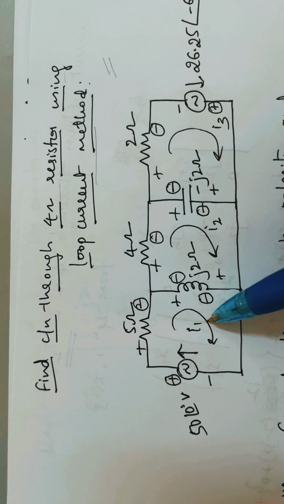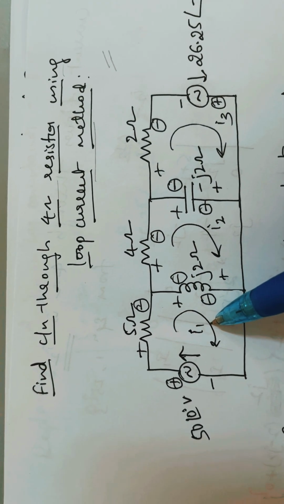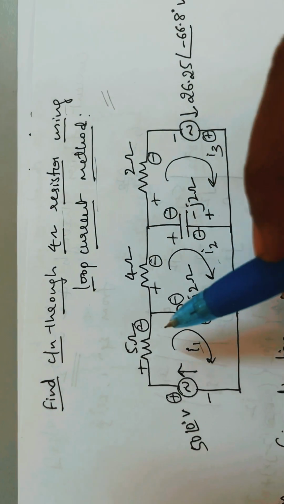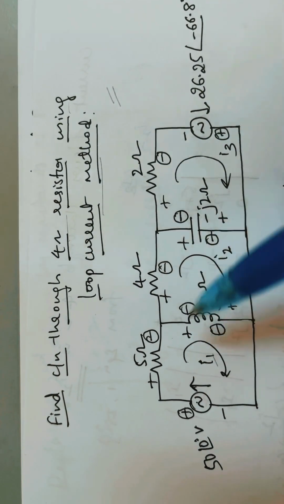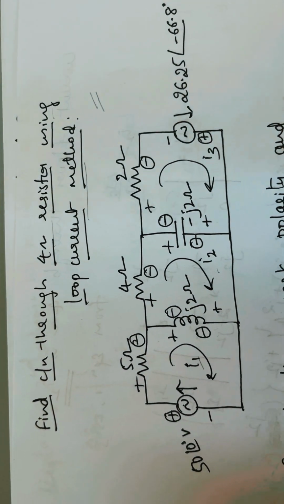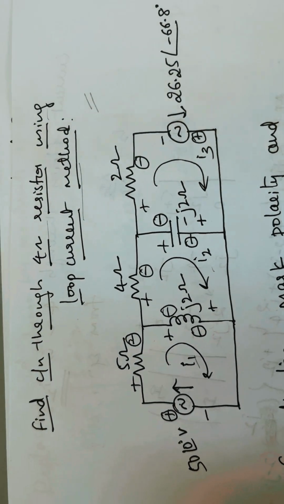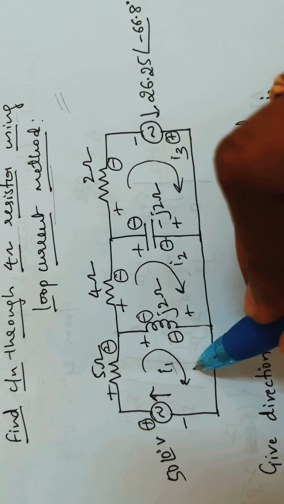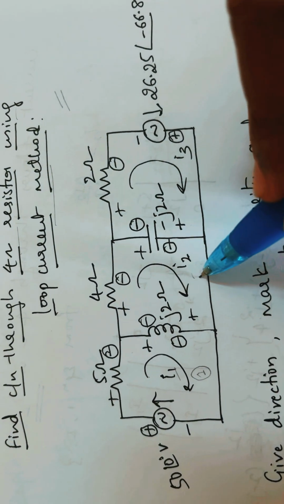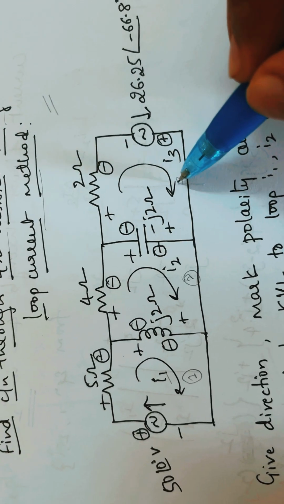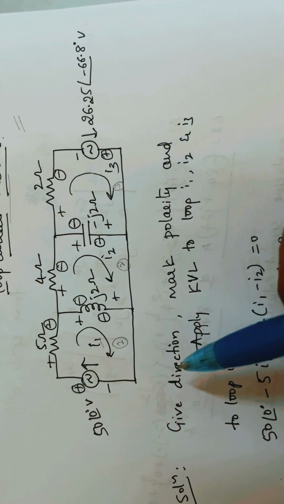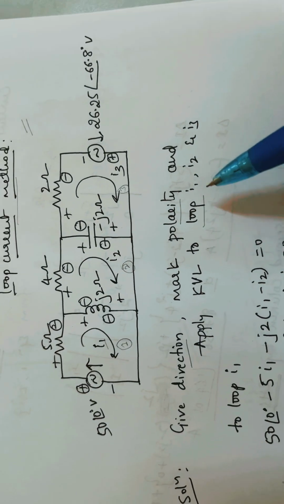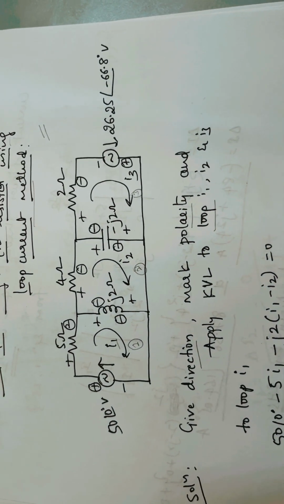They have not given the direction of the loop, currents and polarities; you have to give them. So I am assuming that there are 3 currents flowing in a clockwise direction because it is a 3 loop circuit. So in the first loop I1 is flowing, second loop I2 is flowing, third loop I3 is flowing. So give the direction, mark the polarities, then apply KVL to these 3 loops.